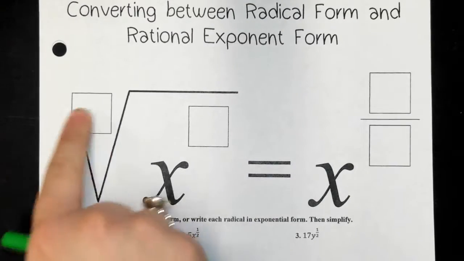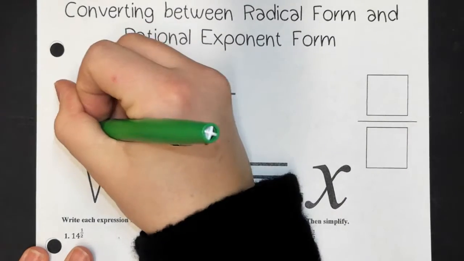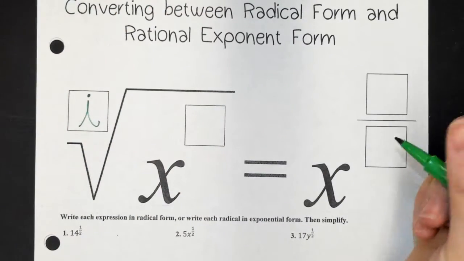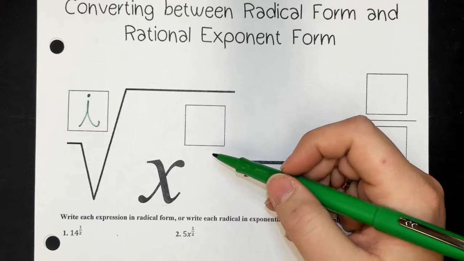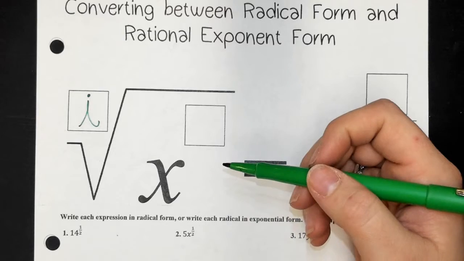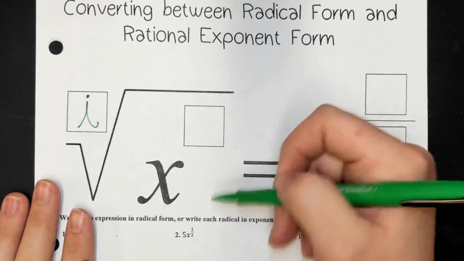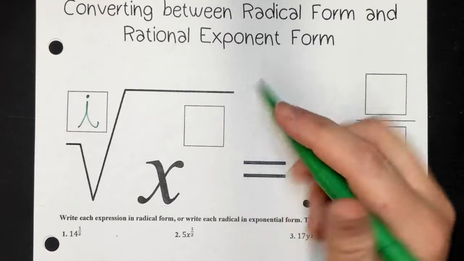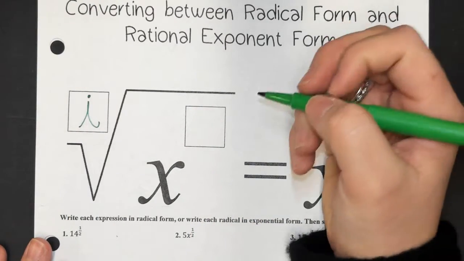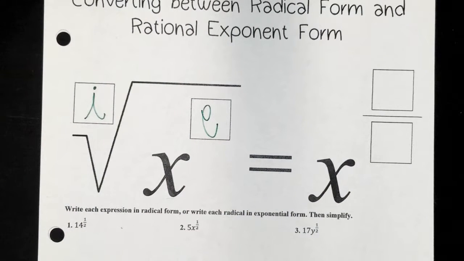So what is this box right here called in radical form? Index. So let's put an I. I stands for index. Now when we raise something to a power, what is that called? The radicand. The radicand is everything inside. But what is just this box right here? Exponent. Good. So what do you think we're going to put? E. I and E stand for index and exponent.